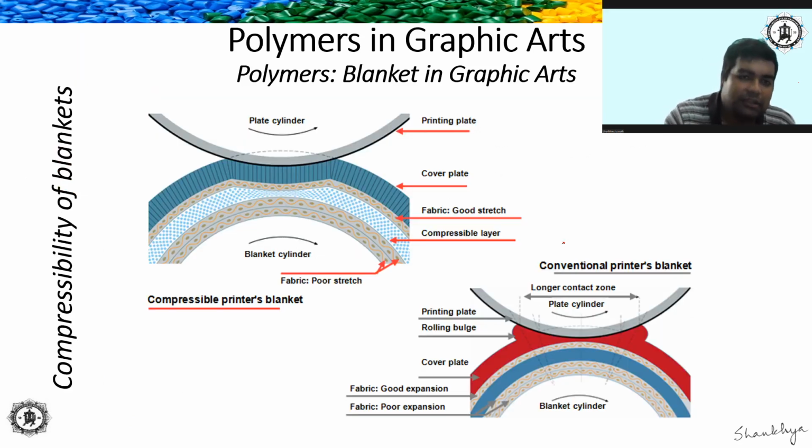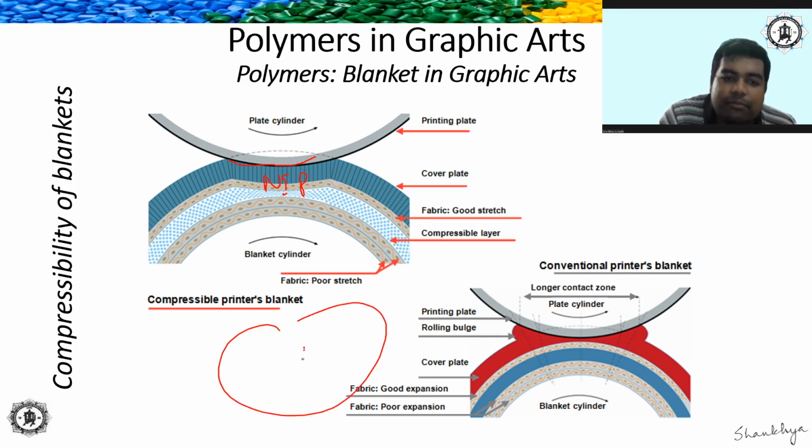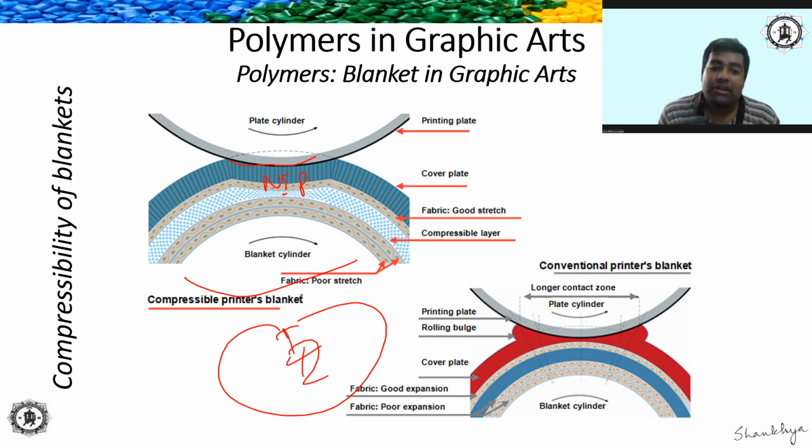Next, the blanket should also be compressible. Now you see, this is the plate and this is the blanket, right? As I told you, this point of contact is basically known as the nip. At the nip, the plate is applying pressure onto the blanket. And at the point of contact between your blanket and impression cylinder over here, there is another point of contact where the impression cylinder is applying some pressure on the blanket. So the point that I'm trying to make here is that the blanket should be compressible.